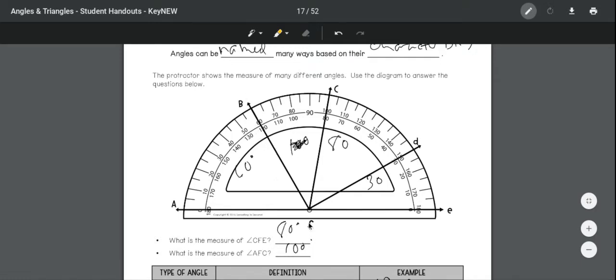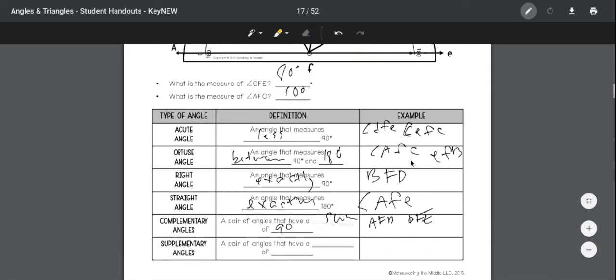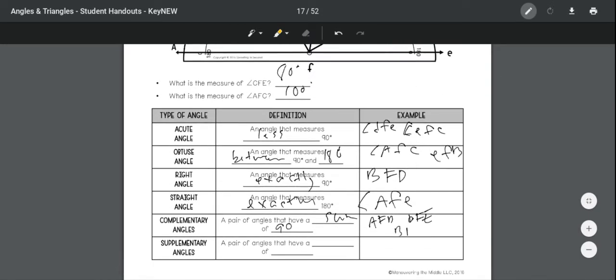So BFC is from 100 to 60. So this little one is actually 40. And then CFD is from 150 to 100. And so that's actually 50. Those numbers were for the big angles. And so now you can see that BFC and CFD also equal 90. So BFC and CFD.